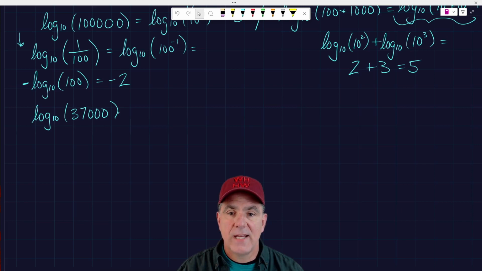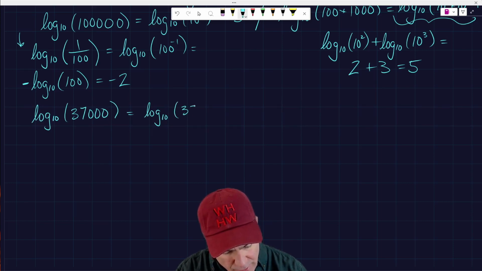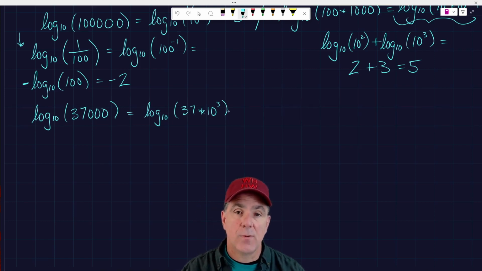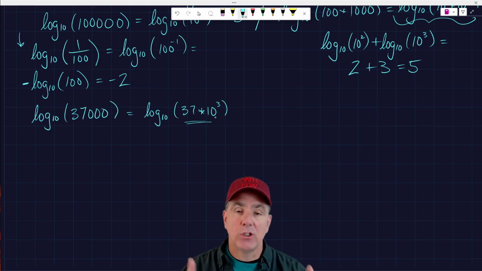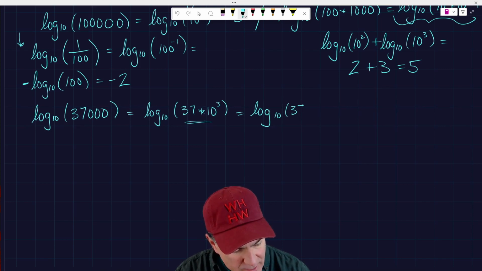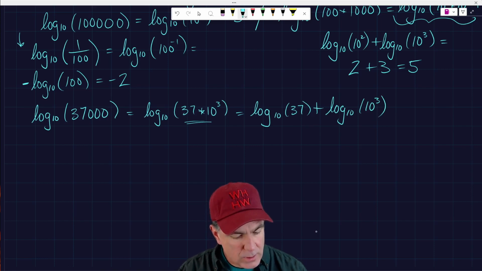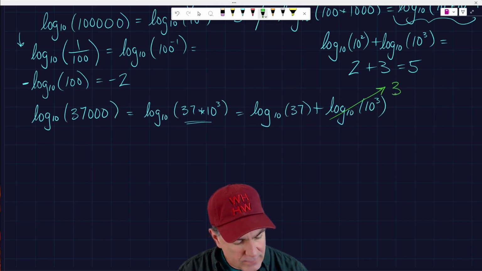All right, let's talk about log base 10 of 37,000. So this is equal to log base 10 of 37 times 10 cubed. Well, we already know from the rule of exponents that if we're multiplying things, we're going to add the exponents. So we're going to take what's on the inside here and we're going to have the logs added together. So this is equal to log base 10 of 37 plus log base 10 of 10 cubed. And we know log base 10 of 10 cubed is 3.